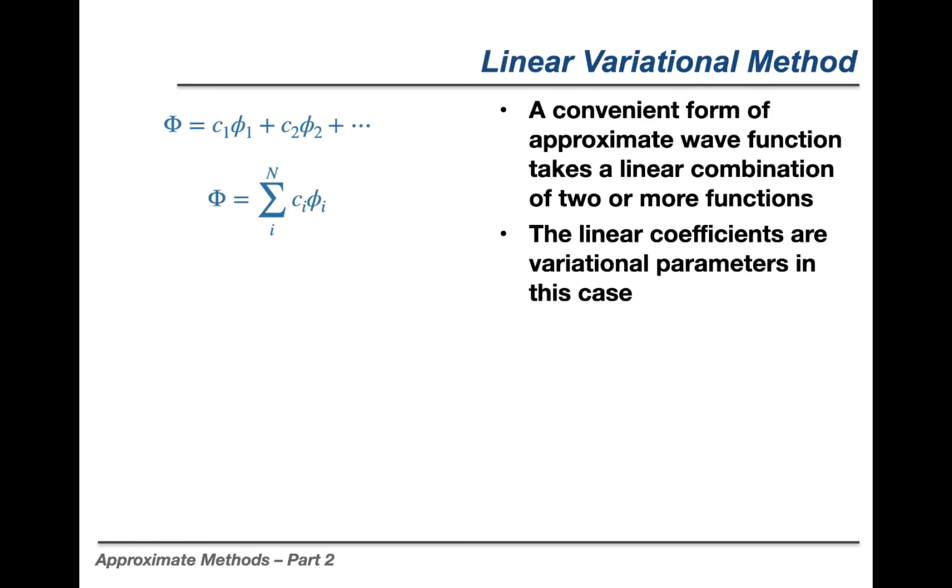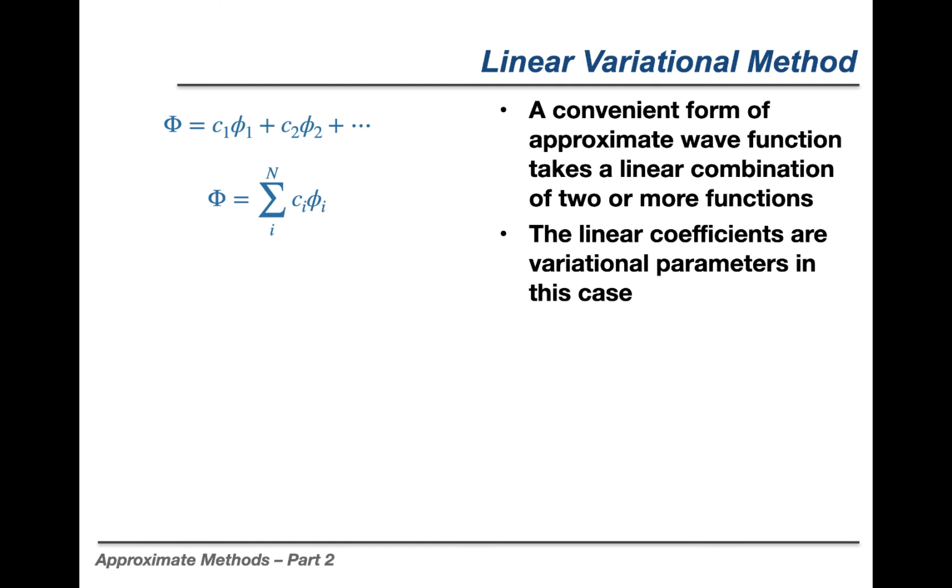There is an alternate form of the variational method, and in fact it's probably the most widely used form of the variational method in practice. It's often referred to as the linear variational method. The idea is that another kind of wave function that we can use to approximate the exact wave function could be given by some linear combination of two or more functions.